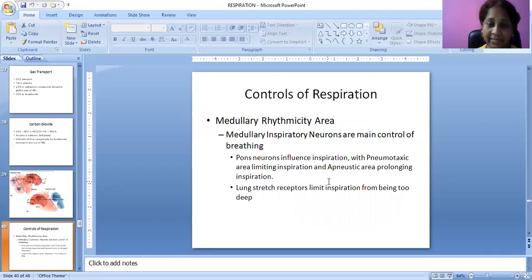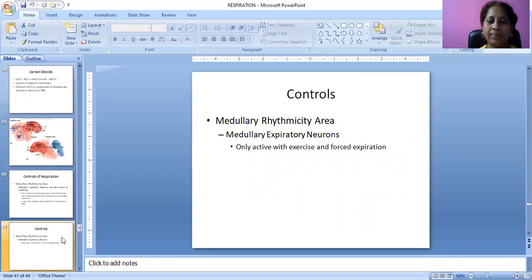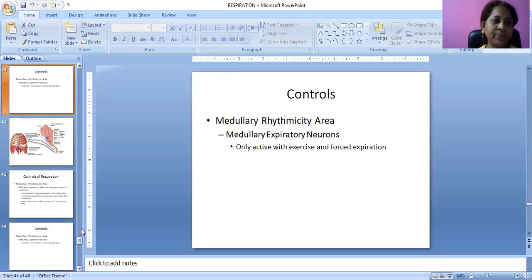In this, again, pons neurons influence inspiration, pneumotaxic area limiting inspiration and apneustic area prolonging inspiration. Lung stretch receptors limit inspiration from being too deep. Medullary expiratory neurons are only active with exercise and forced expiration.